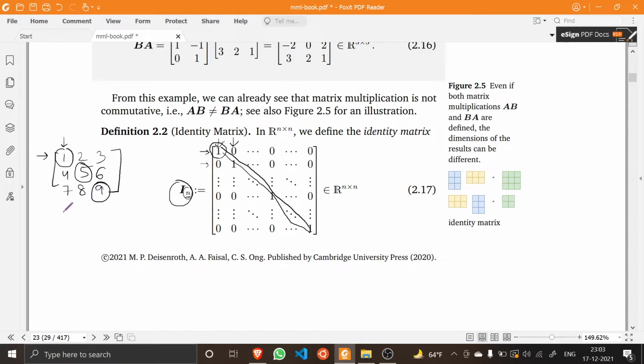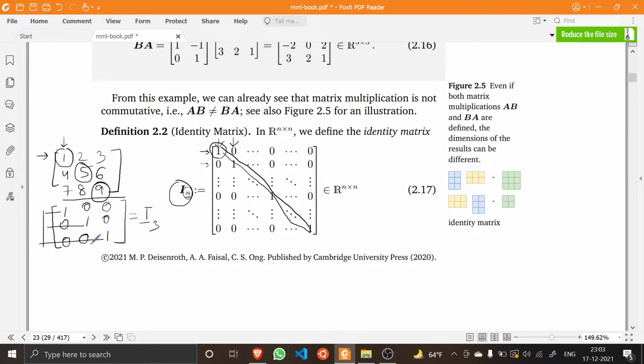So in the case of an identity matrix, let's see. This is an identity matrix. As you can see, the element in the first row, first column is 1, second row, second column is 1, and third row, third column is 1. So all the elements in the main diagonal are equal to 1, and the remaining elements in all other positions are 0. So this is I3, because it has 3 rows and 3 columns. This is what an identity matrix is.